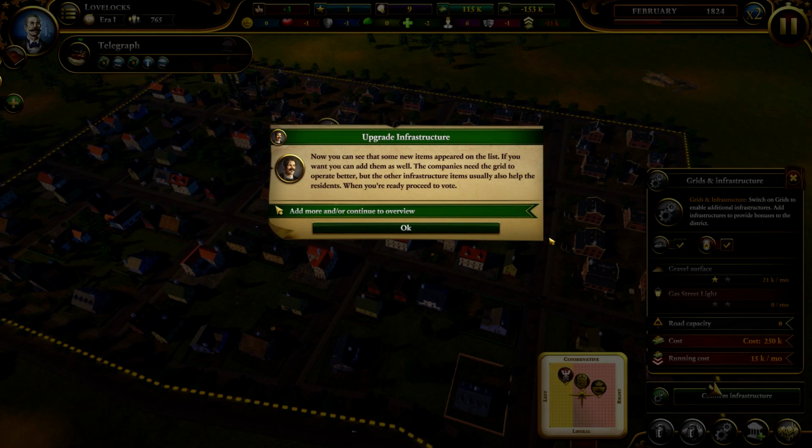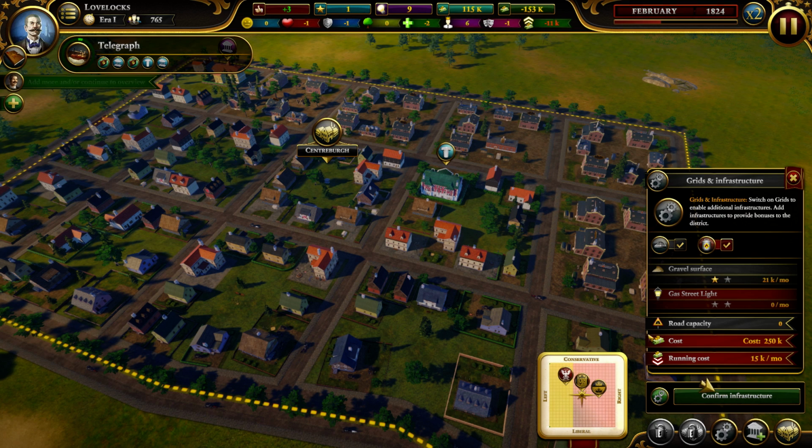It's activated. Now you can see that some new items appeared on the list. If you want, you can add them as well. The companies need the grid to operate better, but the other infrastructure items usually also help the residents. Ready, proceed to vote. Okay, so how do I add more stuff?